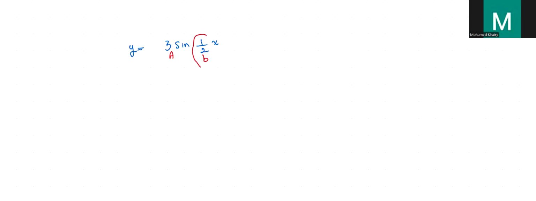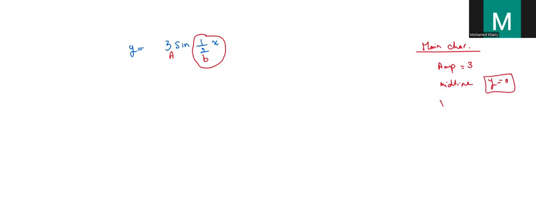So we are going to write the main characteristics for this one. First of all, the amplitude equals 3. Do I have k here? No. So that means the midline is y equals k, which is 0. B equals half, which is the coefficient of x itself. So the period equals 2 pi over half, right?